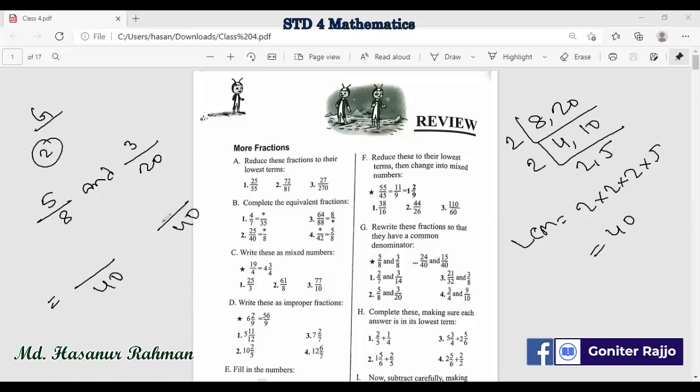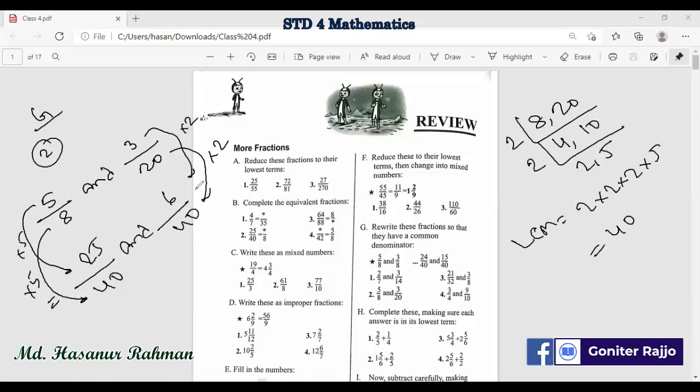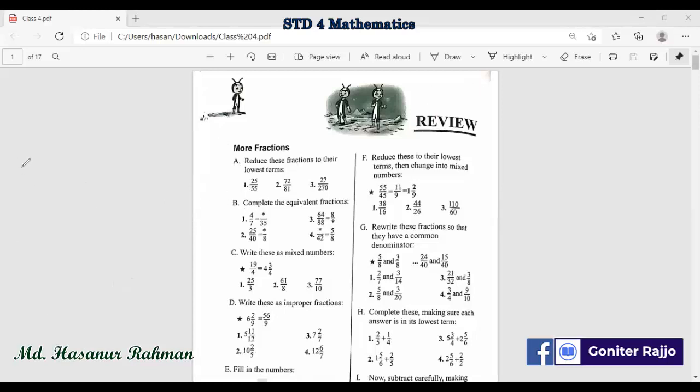Very simple one. So now we have to convert 8 times 5 equal to 40. So 5 times 5 should be 25. Simple. 20 times 2, that is 40. 3 times 2, that is 6. Actually, after converting to the LCM, we just have to solve the problem like number B. Very simple one.